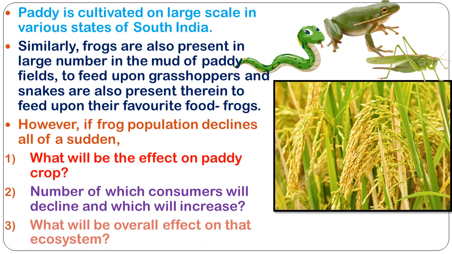And next question, what will be the overall effect on that ecosystem? We know that all the components of an ecosystem play an important role. Each and every organism is depending on one another for their feeding purposes. So if each and every component is there in the ecosystem, then the whole ecosystem will be balanced and well maintained.